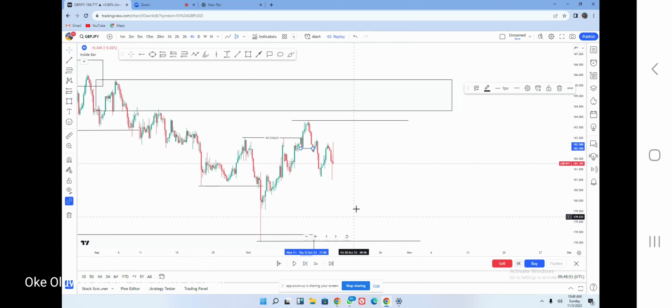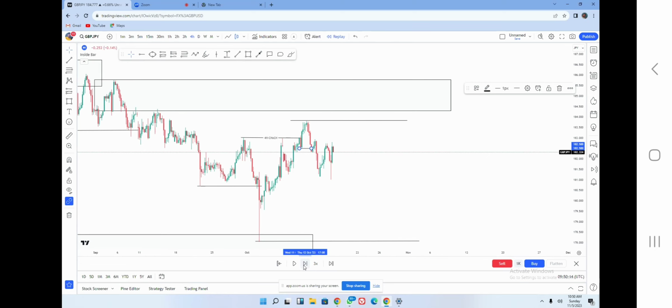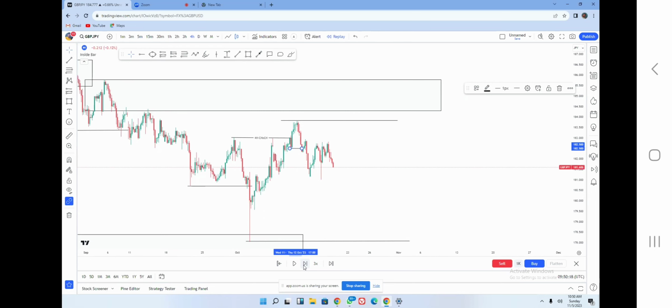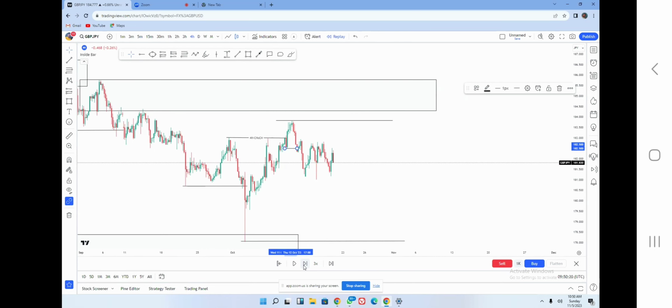backward. Now, if you can see, it has broken another. You see, there are two kinds of break of structure or change of character for me. One is a wick break, another is a candle close break. If I'm looking for a change of character on my own, I'm glad to see a wick break. If I see a wick break, that's enough for me. But if it is a structure break for me, I must say candle close. So we are still bearish.